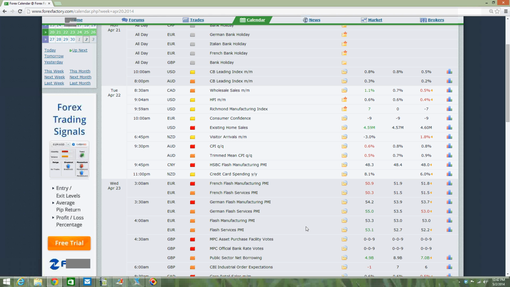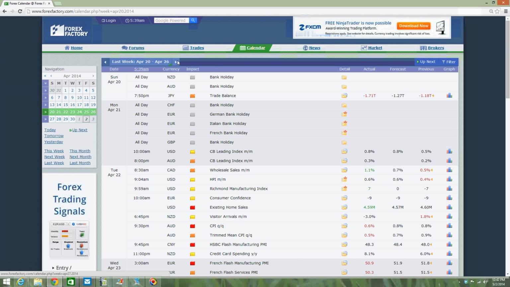I would be very interested to see what the decision is going to be the next time the Reserve Bank of Australia meets. The next time they meet, they will have to take into consideration this level of inflation. Then you go back on the economic calendar and look at where they are going to meet.